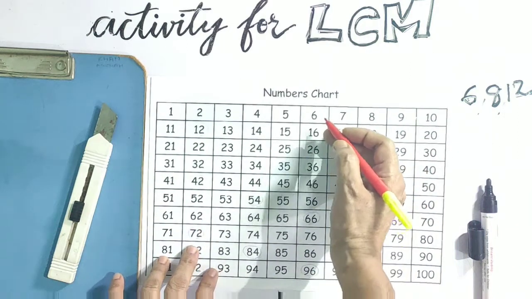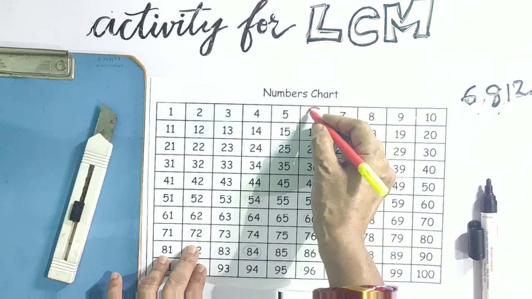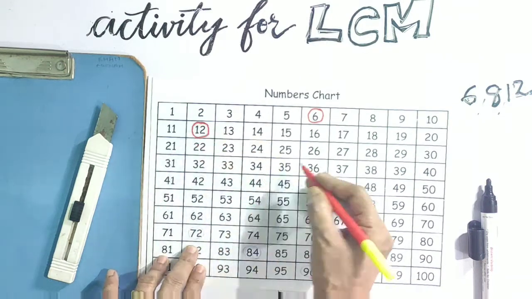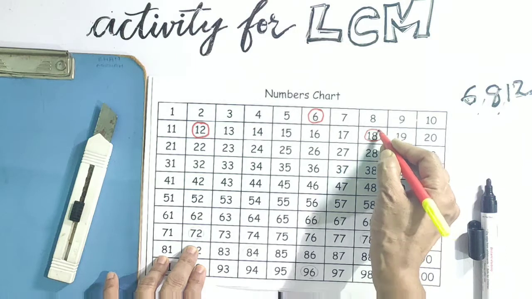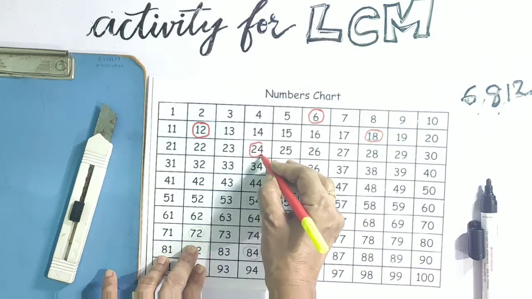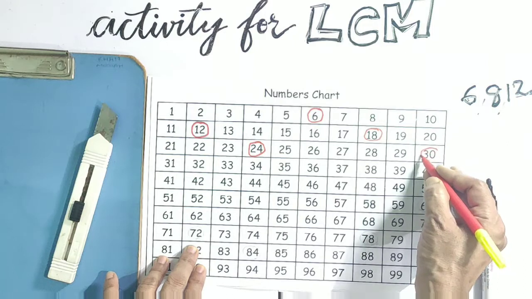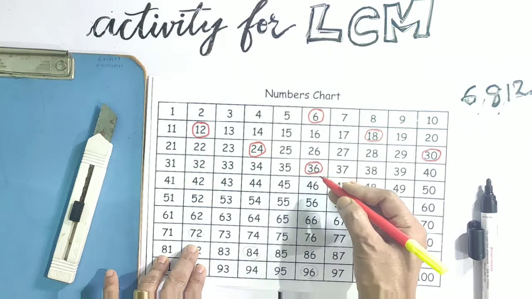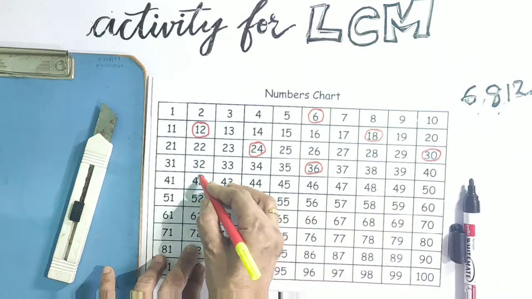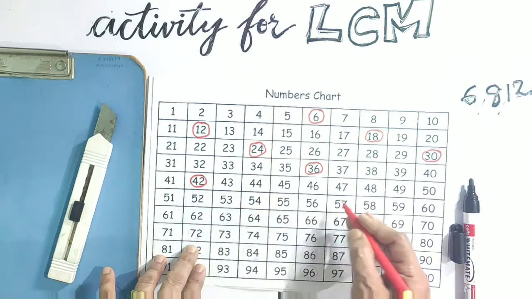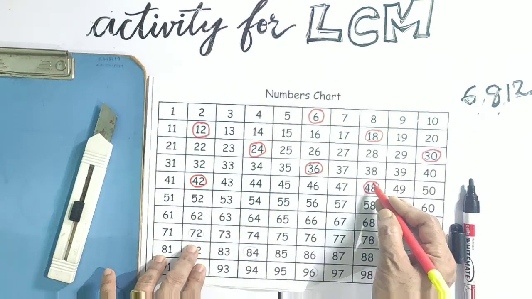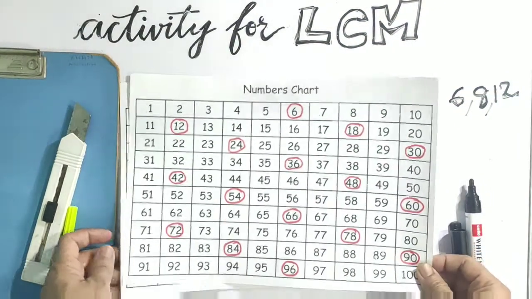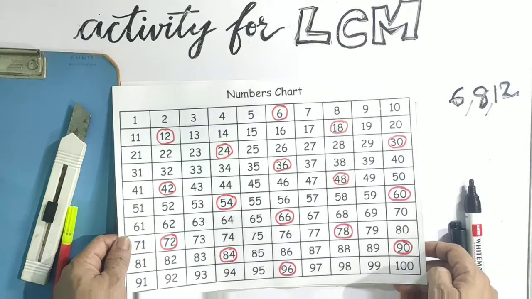So encircle the multiples of 6, that is 6, 12, 18, 24, 30, 36. Like this you will have to encircle all the multiples of 6. So I have encircled all the multiples of 6.